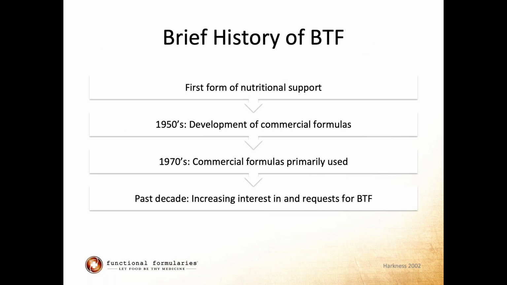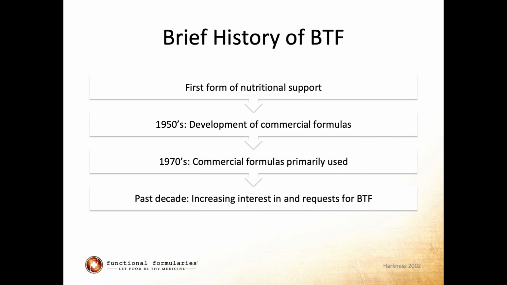So we're going to take a look at the brief history of blenderized tube feeding. The use of blended foods to deliver nutrition and foster health was the first method of nutritional support. The history of enteral feeding goes back almost 3,500 years to the ancient Greeks and Egyptians, who were infusing nutrient solutions as enemas to treat various bowel disorders.